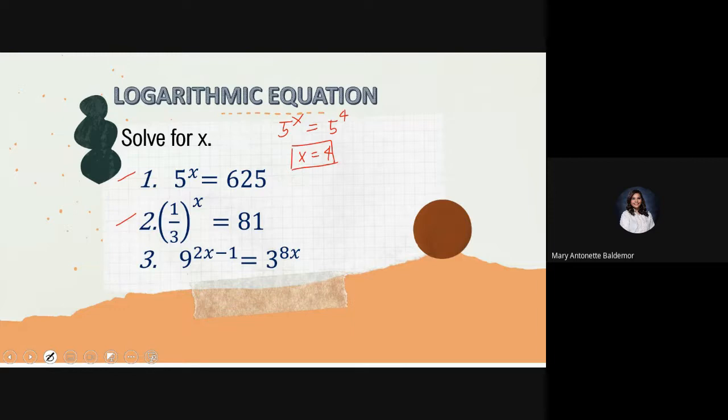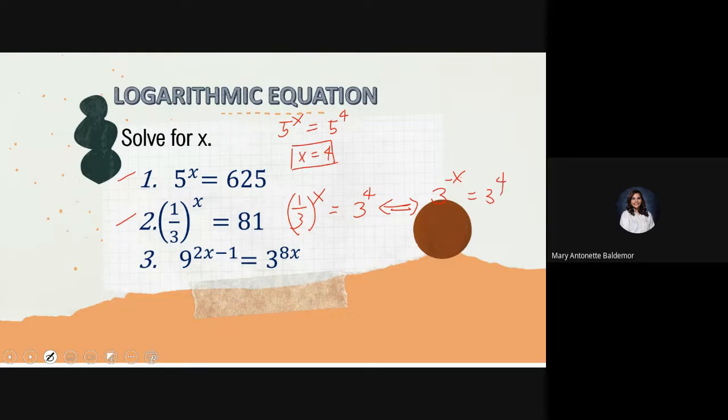Okay, so let us write it down. We can rewrite this as 1/3 raised to x is equal to 3 raised to 4. So take note that they do not have the same base. Now, by law of exponents, we can rewrite the left side of this equation as 3 raised to negative x. Okay, so 3 raised to negative x is equal to 3 raised to 4.